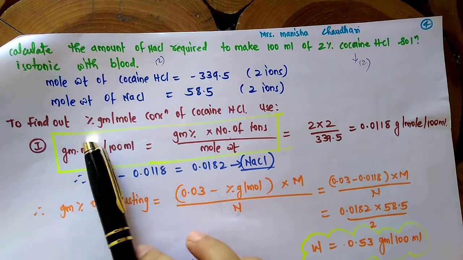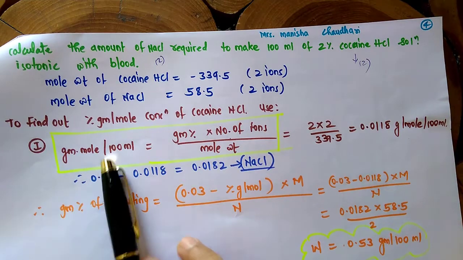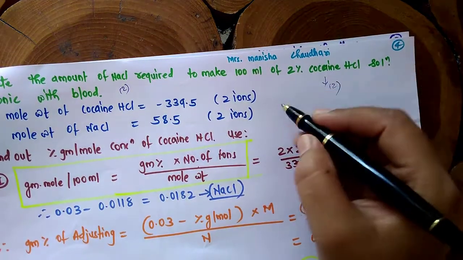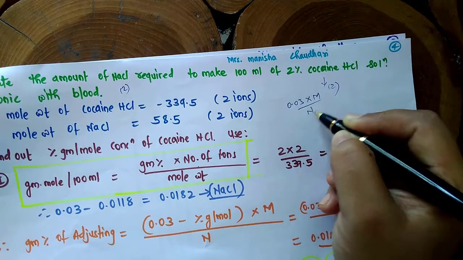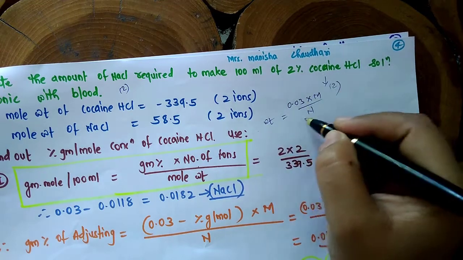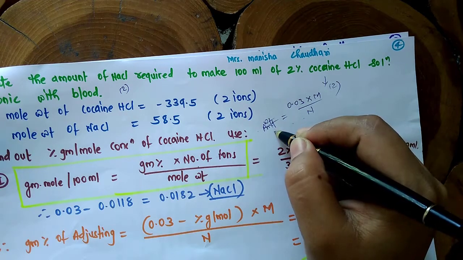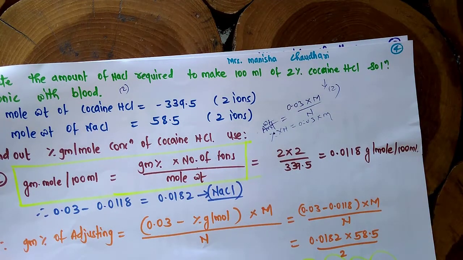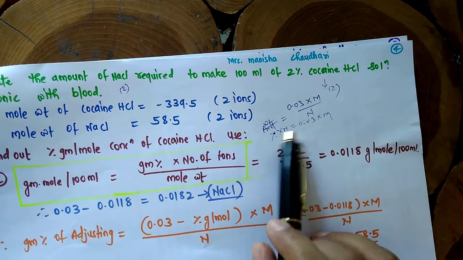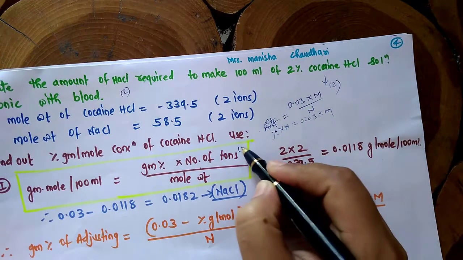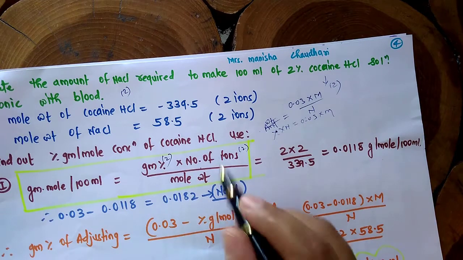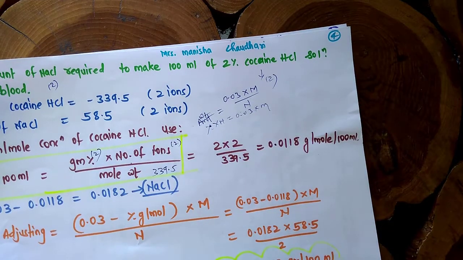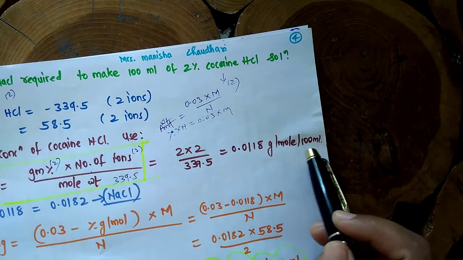To find out the concentration, the formula is grams mole per 100 ml is equal to percent into number of ions upon molecular weight. So what was the actual formula? 0.03 into M divided by N which will give you the weight. So it is amount into N, number of ions, that is percentage into N is equal to 0.03 into M. So percentage into number of ions: number of ions is 2, percentage is also 2, and the molecular weight of cocaine is 339.5. So 2 into 2 divided by 339.5 will give you the amount, that is 0.0118 gram mole per 100 ml.